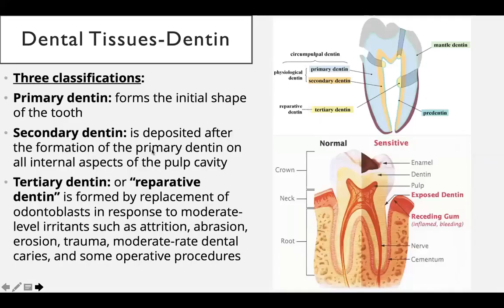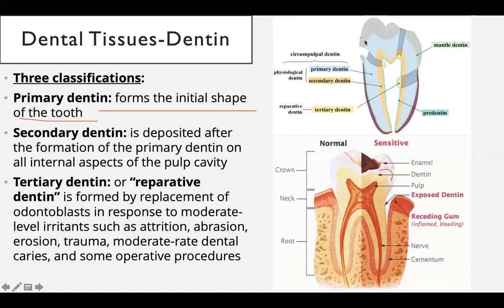Next, three classifications: primary dentin, secondary dentin, and then we have tertiary dentin or reparative dentin. Primary dentin forms the initial shape of the tooth. It's the outermost layer, the initial shape of the tooth next to enamel. Secondary dentin is deposited after the formation of primary dentin on all the internal aspects of the pulp cavity. So here we have a perfect diagram.